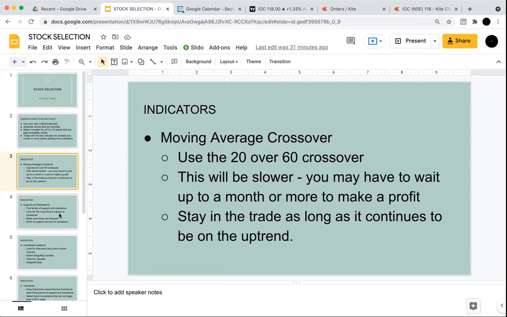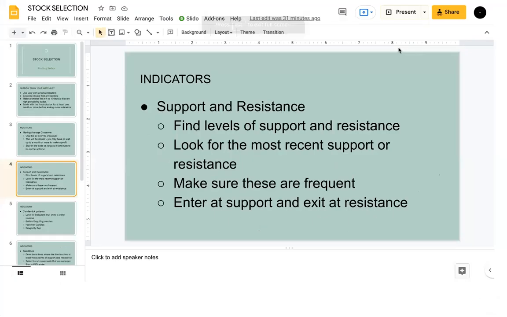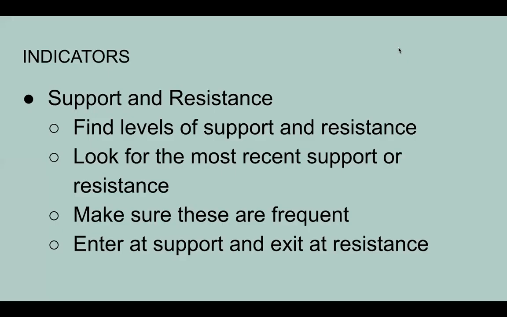Okay, the next indicator that I'm using is support and resistance, okay? For support and resistance, you want to identify those particular levels. And how do you identify those levels? Several people have asked me, how do you identify those levels? And how do you draw all those lines? How do you figure out where to draw the lines and all of that? I will give you a sample of that.